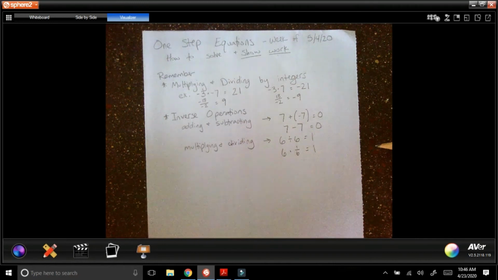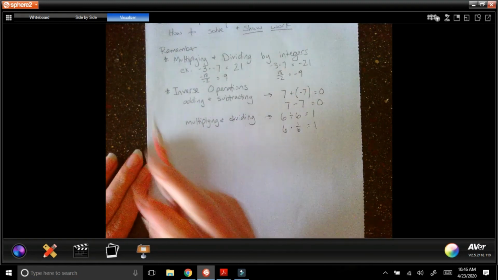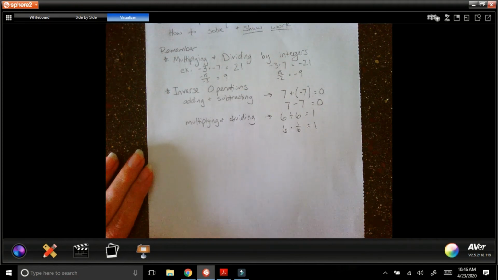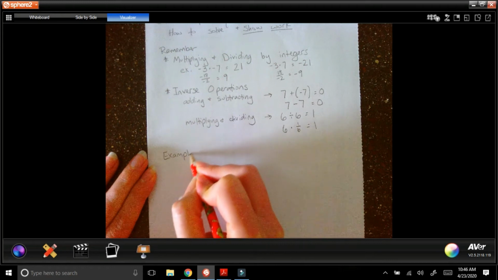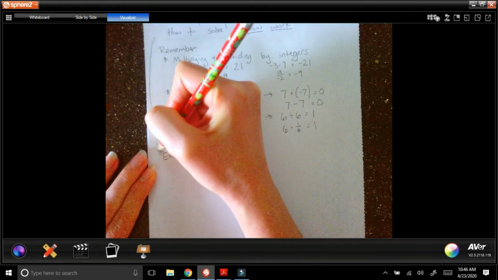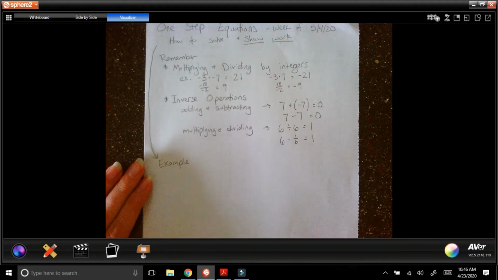Feel free to look back to your notes, and you can see that from way back in like March or something. We worked on that. Okay, so those are just things to remember. Here's the type of questions you're going to have this week. So examples for this week of how to solve and show your work for these one-step equations.